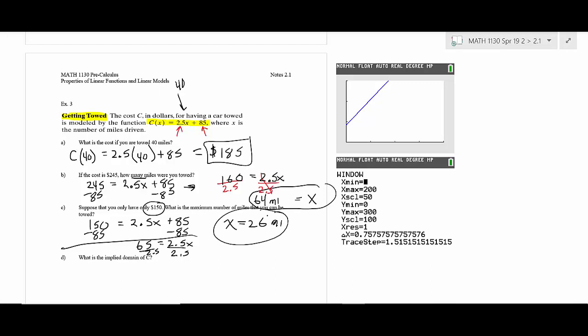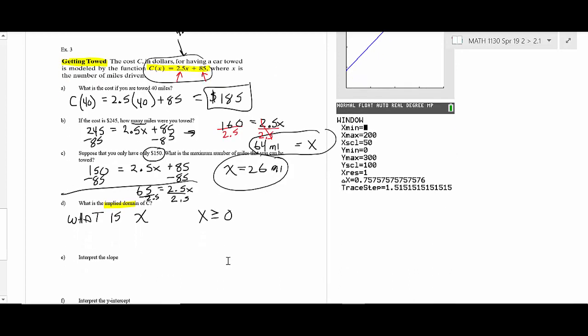Now let me ask this question here, the implied domain. What that means is the domain is what is x. I don't give you a domain on this. The domain of a line is all real numbers, but the implied domain would be what is a meaningful value of x. X is the number of miles, so what's a meaningful value of x? Is -2 miles okay? No. So what's meaningful? Bigger than 0, right? Even 0 is meaningful. So on your domain, you could just say x is greater than or equal to 0. That's just because in the context of the problem, that's what makes sense.